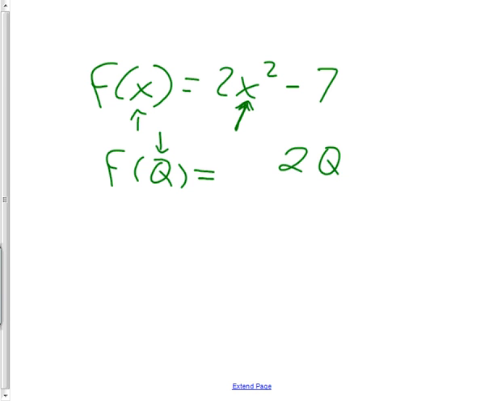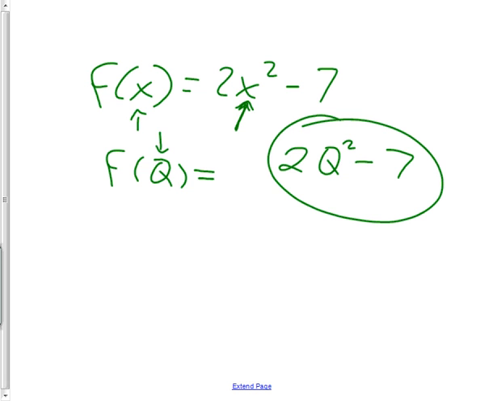Well, what do you do then? You leave it because you don't know what q is, so you just leave it that way. And your answer would be 2q squared minus 7. They're just telling you to stick this q in for x. Even if you don't know what it is, you can leave that in your answer. All right.